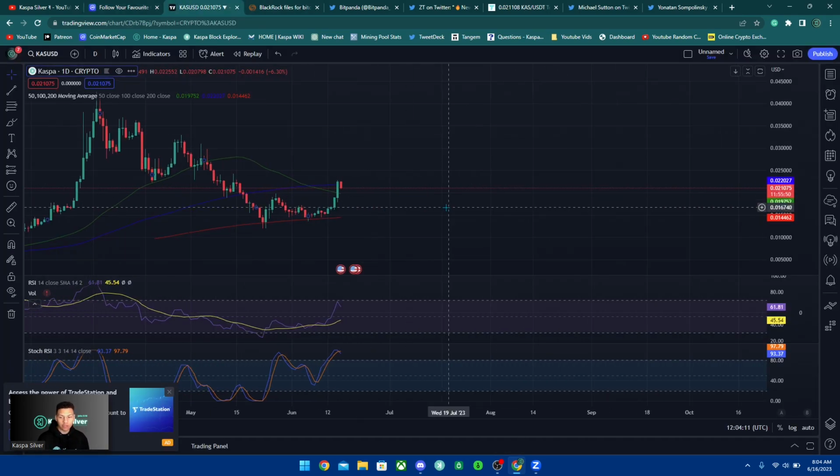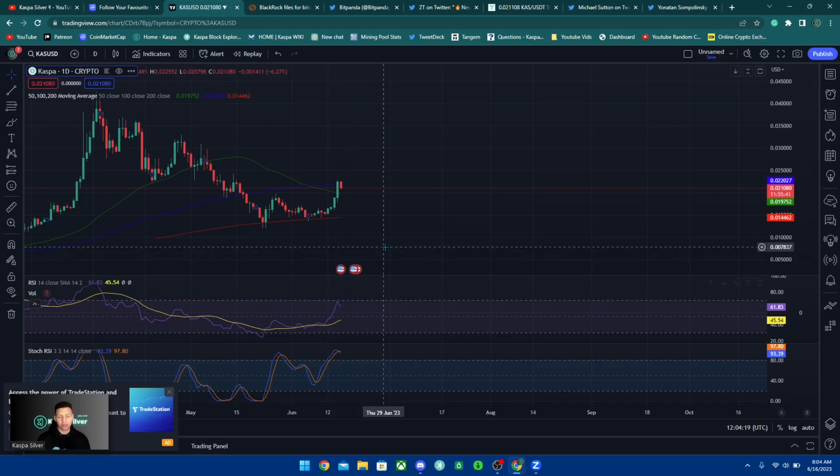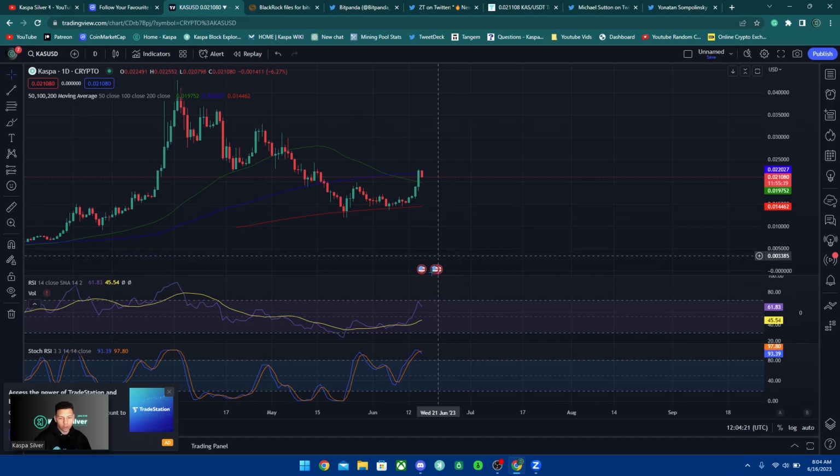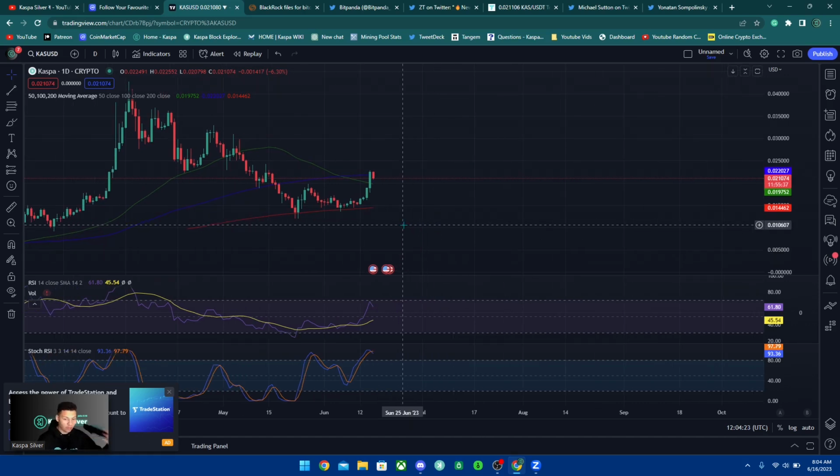So we did get pretty overheated yesterday. We went above all three moving averages, and also the RSI did touch that 70 mark and then kind of started coming down from it. Just know that when RSI is very high, that means it's being overbought, and if it's really low, that means the coin is being oversold. That's technically what the RSI means.